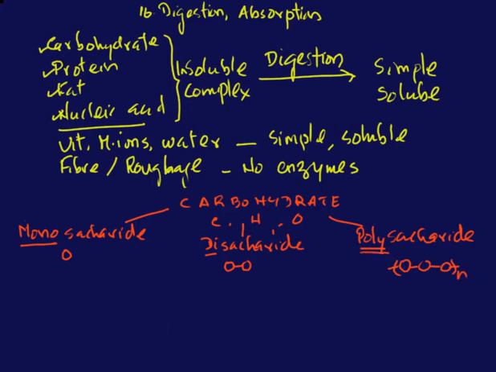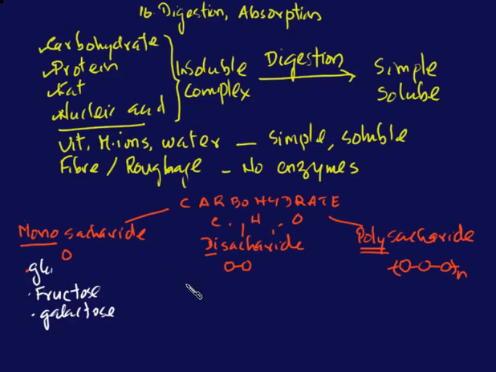What are the monosaccharides we have in our diet? The first one is glucose. Another one is fructose. And the third one is called galactose. These are the three monosaccharides. The disaccharides are made up of these three monosaccharides.